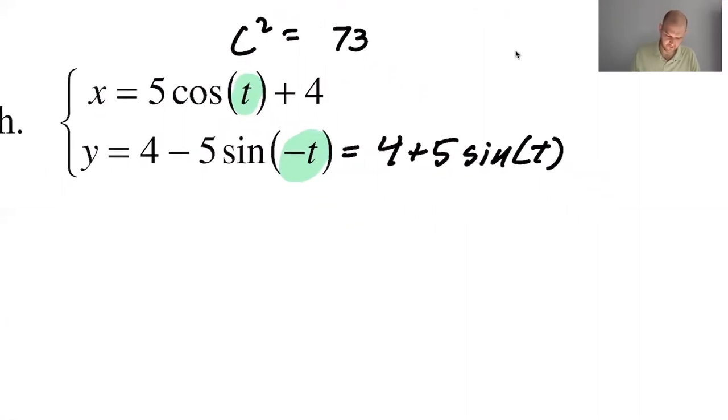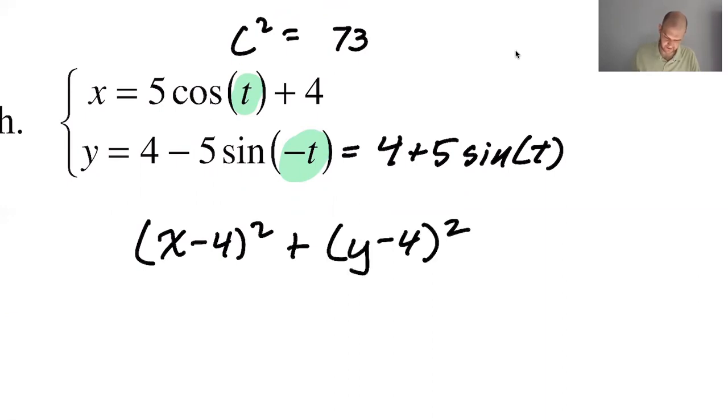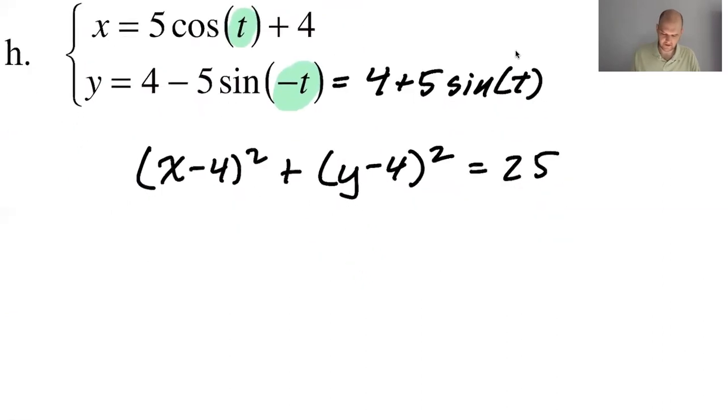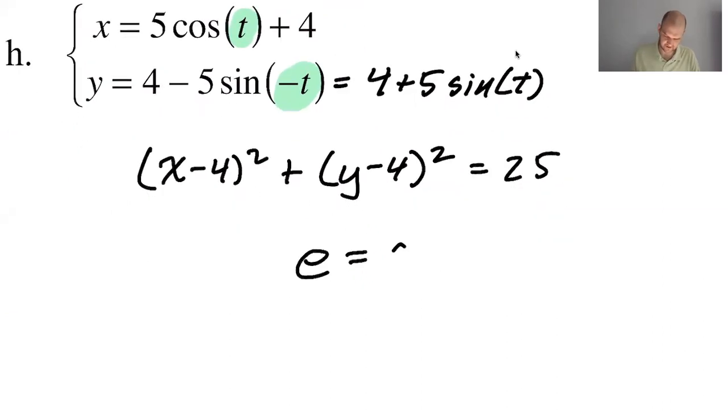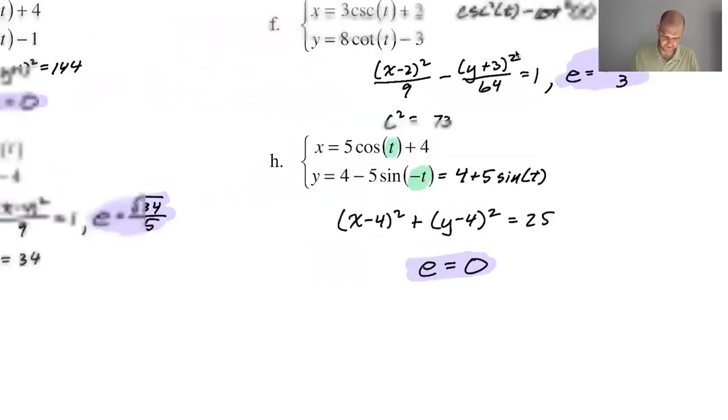Okay, so this, what are you? This is another circle. So I'm going to get x minus 4 squared over 25 plus y minus 4 squared over 25 equals the radius squared. So we get this. So it's a circle, so the eccentricity is 0, which is a lame-ish way to stop, but it's not going to stop me from stopping.